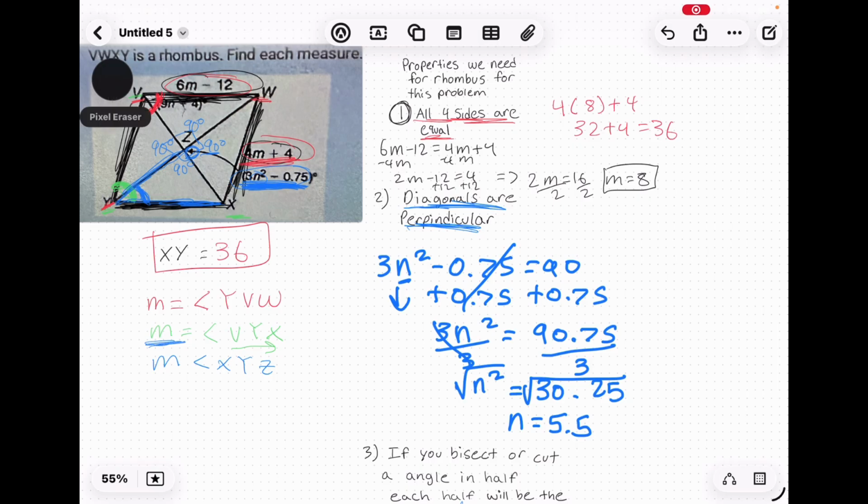Or this actually should be plus and minus 5.5 because we square root it. But it should equal 5.5.